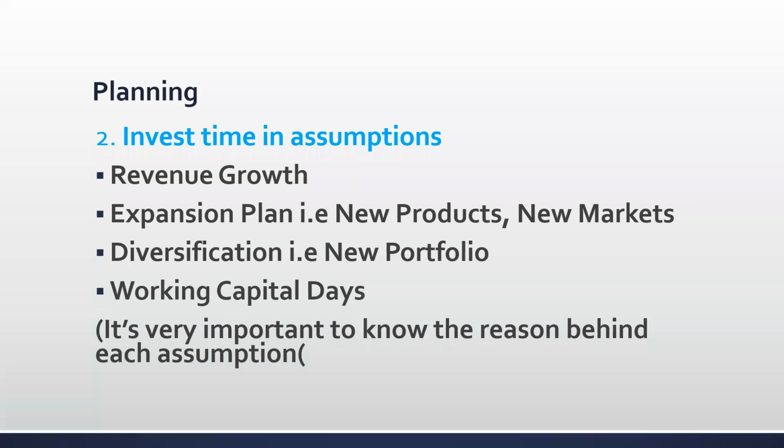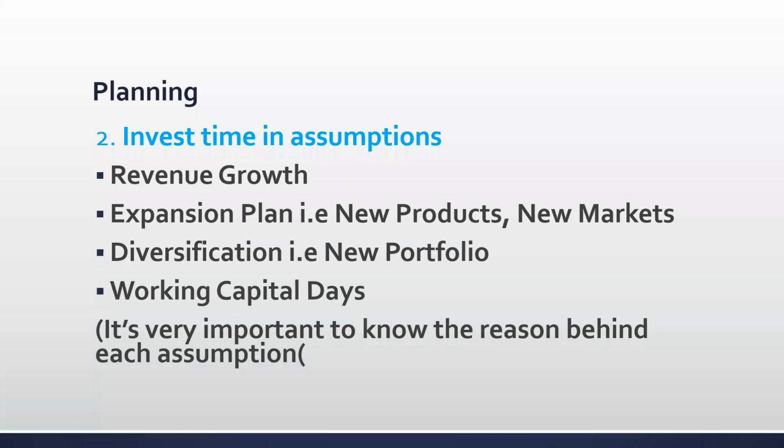Okay. So you can also assume what the diversification plans will be. For example, whether they will be adding some new portfolios or not. Okay, so what will be the working capital for that particular financial model or for that particular organization? These are some assumptions that you have to make before preparing your financial model, and this is a very critical part of the financial model, because it is very important to know the reason behind each assumption that you will be using while preparing your financial model.